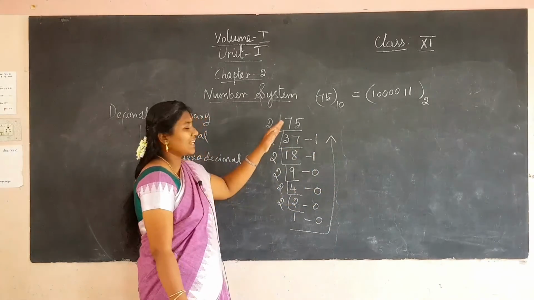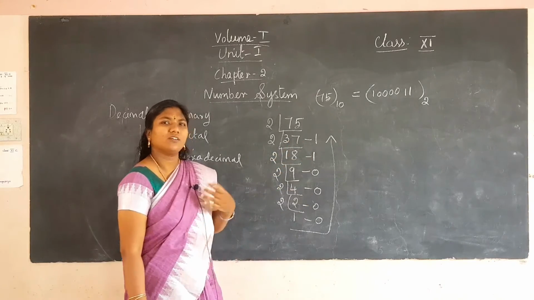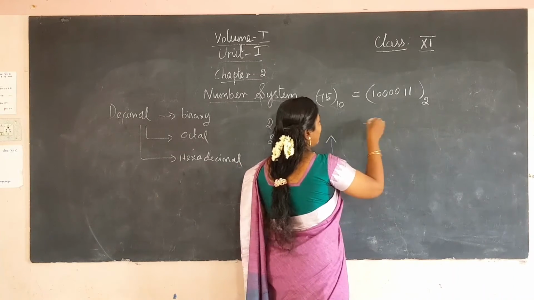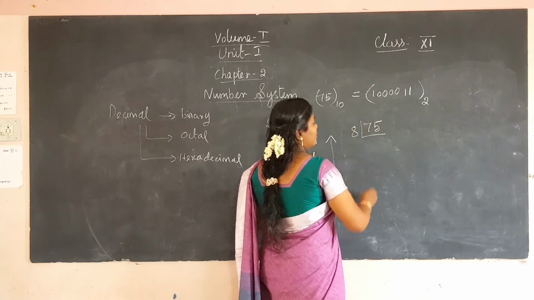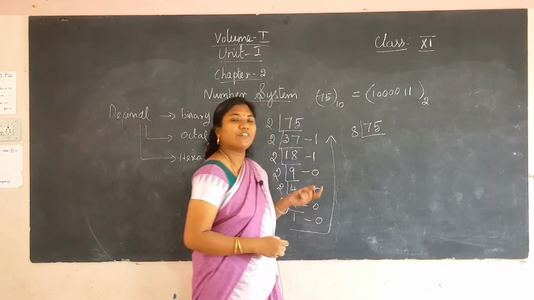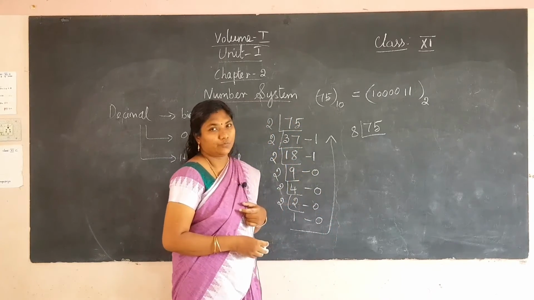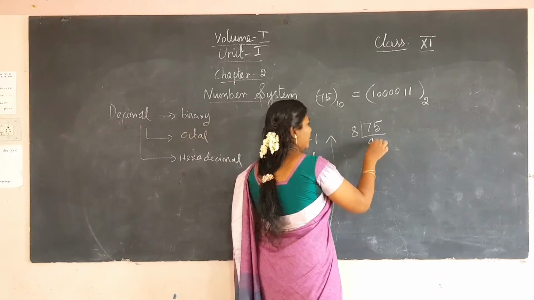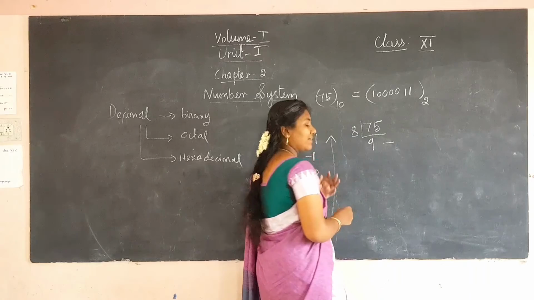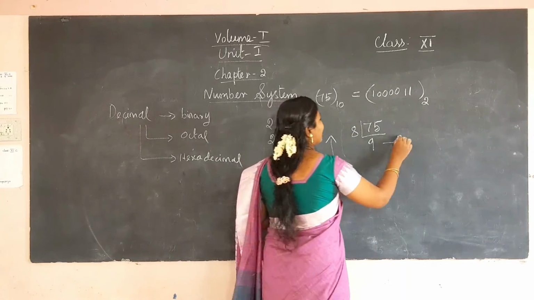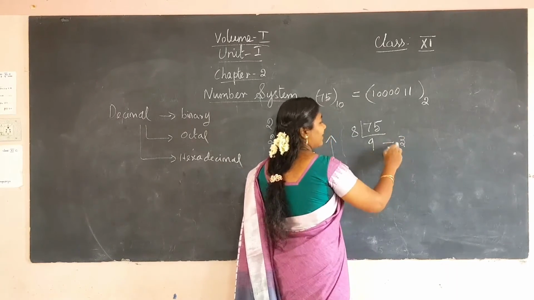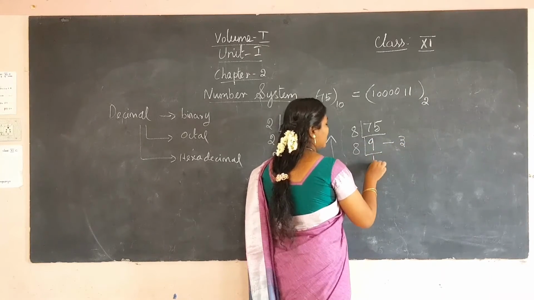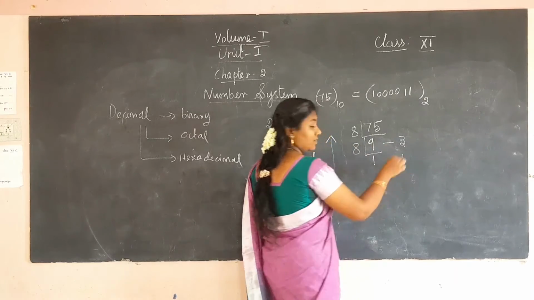Suppose this is the same decimal number, and you want to convert it into octal. So, what is the base value of octal? That is 8. So, when 75 is divided by 8, what will be the value? 9 8s are 72. So, what is the remainder? 73, 74, 75. Therefore, the remainder is 3. The remainder should be mentioned here. So, again I am dividing it by 8. 8 1s are 8 and the remainder is 1.